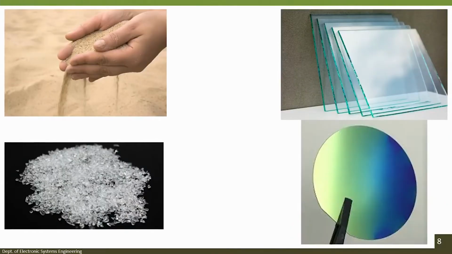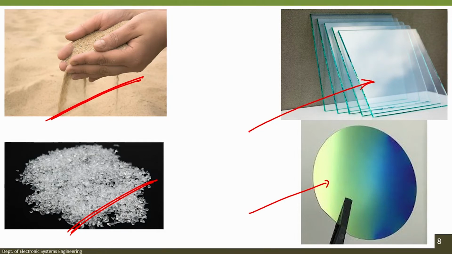You can see the slide shows, at the top left, the sand. Through sand, these are the glass crystals, and this is glass, very easy to see. And what is this? This is an oxidized silicon wafer. That means you have a silicon wafer.